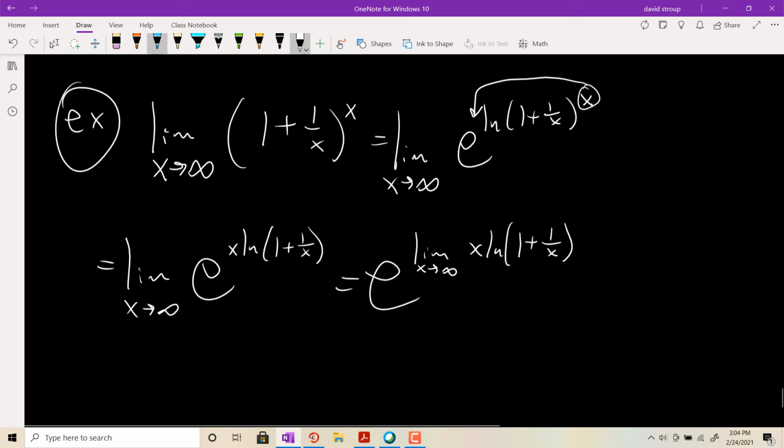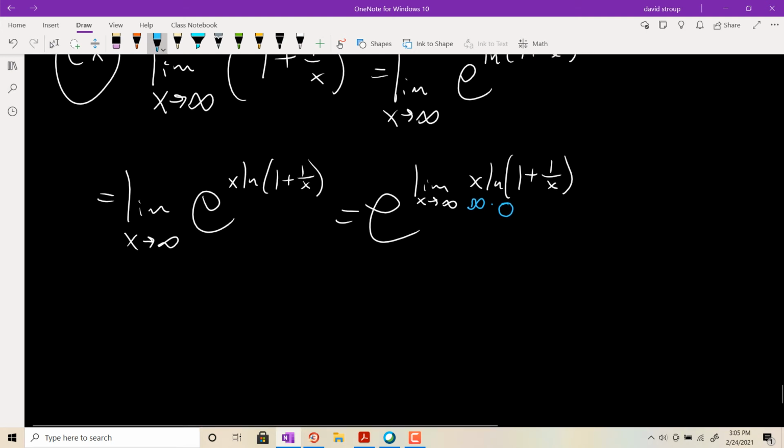And then I look at the form, right? So if x is going to infinity, this part will go to infinity, and then the ln of 1 will go to 0. Because it's ln of 1 plus 1 over x. 1 over x will go to 0, and then you'll have ln of 1, and ln of 1 will be 0. So it's infinity times 0 form, so you're going to have to rewrite it as a complex fraction.